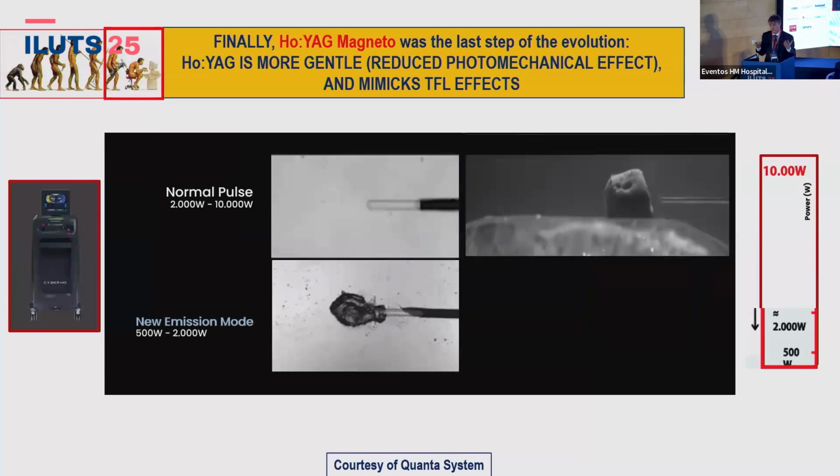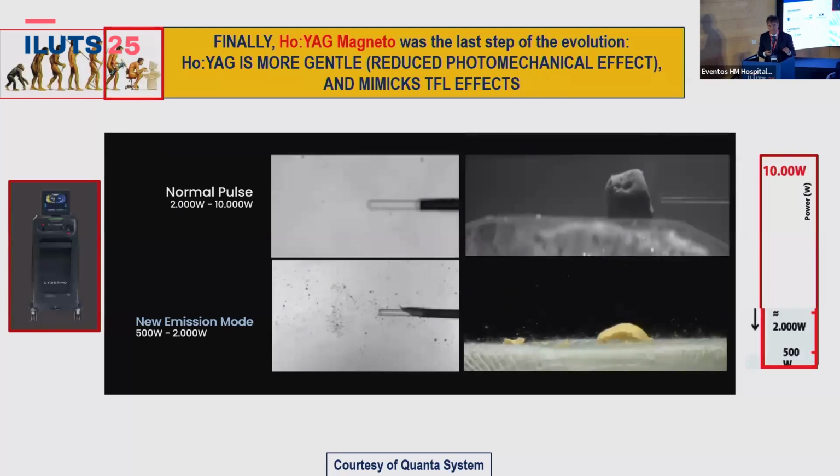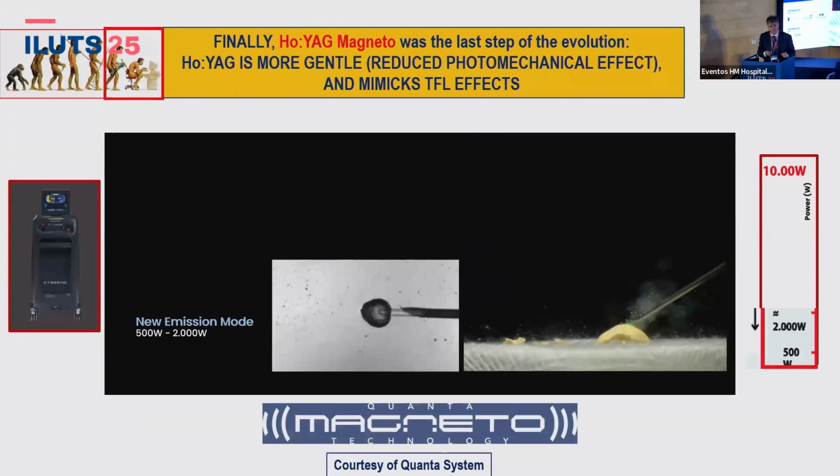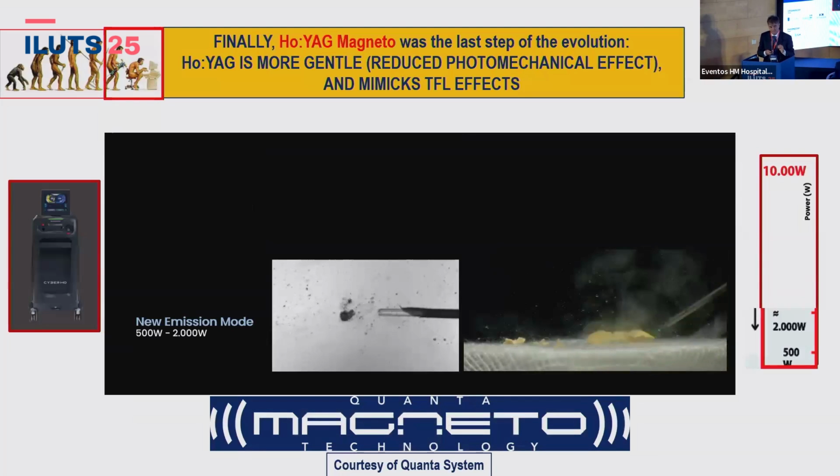And the last kit in our OR is this machine, the Magneto, and the Magneto is a holmium laser, a high power holmium laser, with the possibility to also have this pulse modulation, decreasing the peak power to 500, 600 with a TFL-like effect. And with this new technology, we can also dust with the holmium without the problem of having only a very, very strong energy.